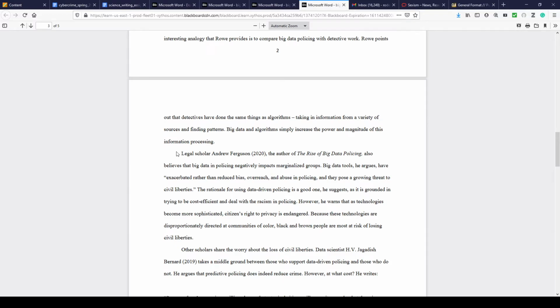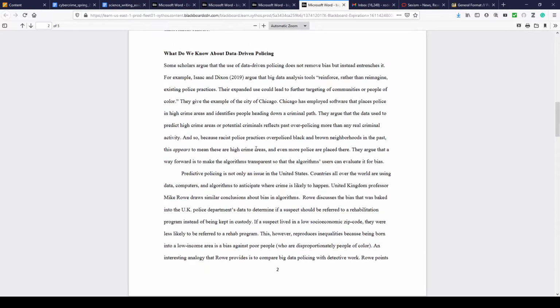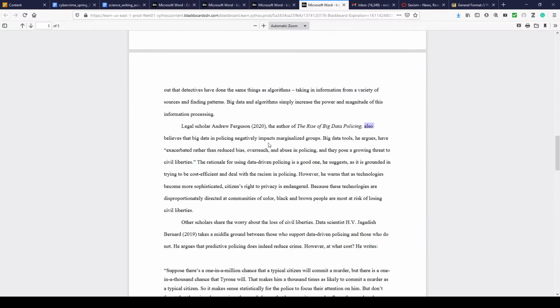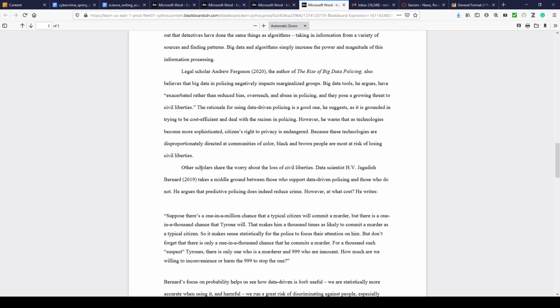Even here with the work of Andrew Ferguson, whose book I have, The Rise of Big Data Policing, so I could throw that in there. I'm making the argument that Ferguson is agreeing with Rowe, who's agreeing with Isaac and Dixon. Okay, and then I continue this theme here.